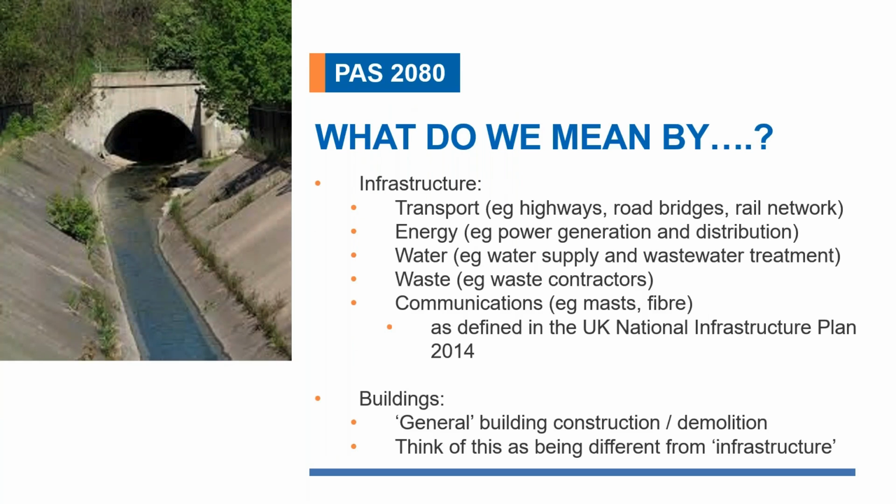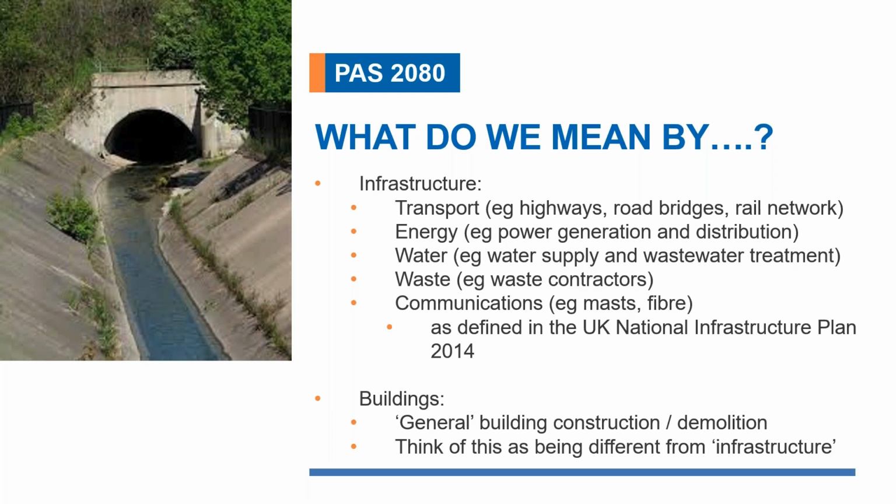So what do we mean by infrastructure? Or what does PAS 2080 mean by infrastructure? Within the UK National Infrastructure Plan, the definitions of infrastructure include transport, so that's going to be highways, road bridges, the rail network and so on. Energy, so power generation, power distribution as well through the distribution network. Water, so water supply, wastewater treatment. Waste, so waste management facilities or national infrastructure, and communications, so for example masts, underground fibre cables, all of those would fall under the PAS 2080 requirements for infrastructure.